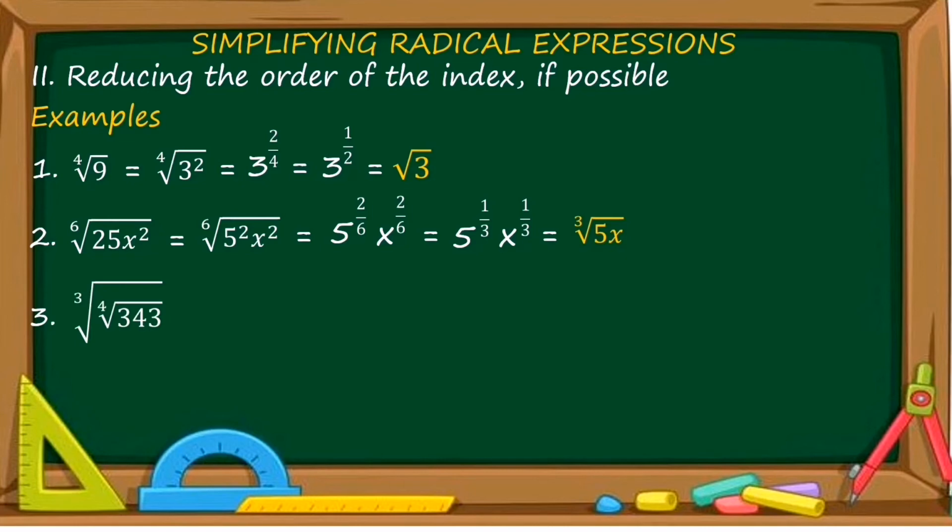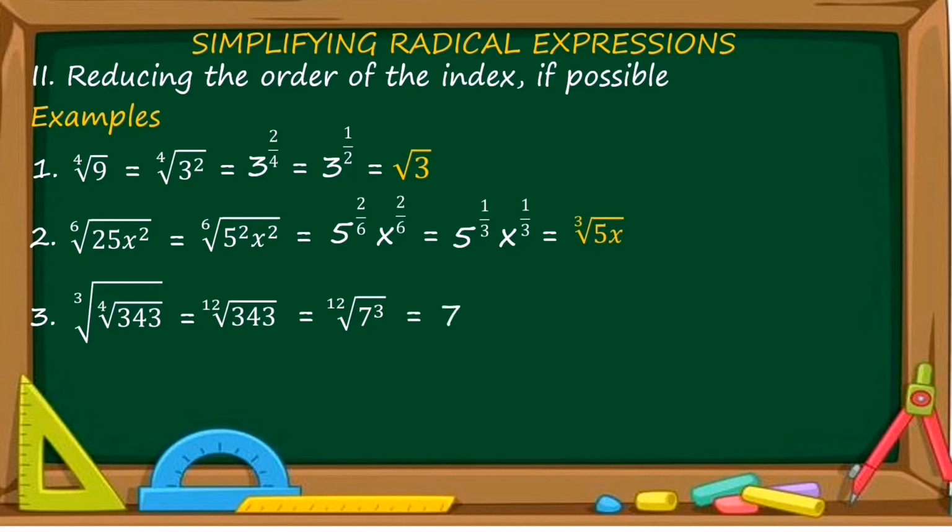Next, we have the cube root of the fourth root of 343. To simplify this, we need to multiply the indices, which are 3 and 4. So that is equal to the 12th root of 343. Then, this can still be written as the 12th root of 7 raised to 3 because the exponential form of 343 is 7 raised to 3.